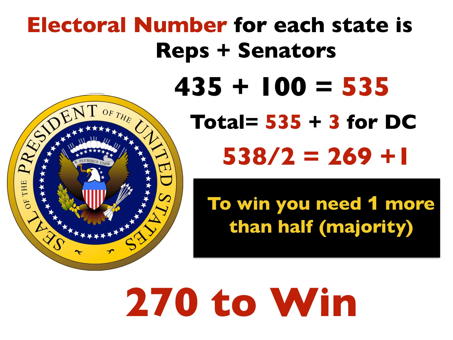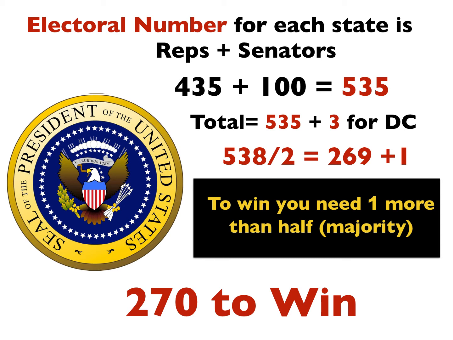Let's maybe look at it this way. So the electoral number for each state is the reps plus senators. So it's 435 members of the House of Representatives plus 100 senators. That total number of congressmen and women is 535. That's how many voting members there are in Congress. Plus, according to the 23rd Amendment, Washington, D.C. has 3 electors. So, really what we're talking about is 538 total electors, total people across the country who will pick the president.